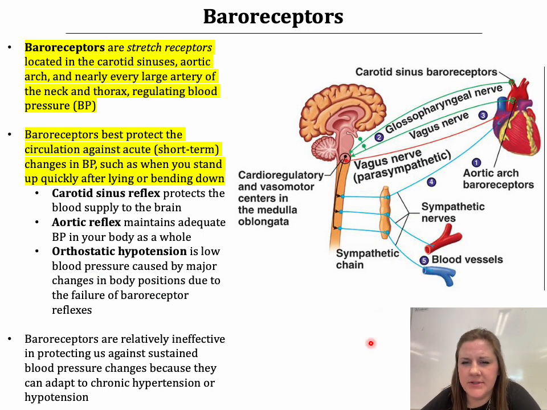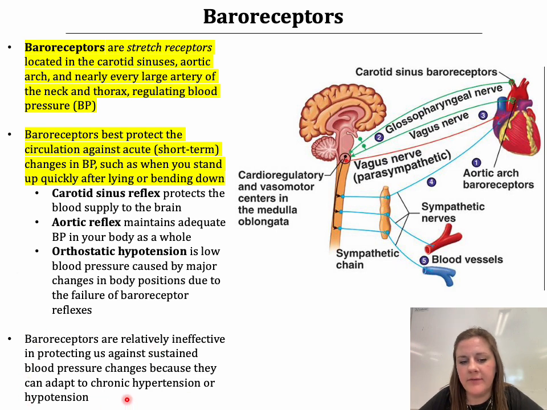If the baroreceptor is not acting appropriately, it can cause orthostatic hypotension, so low blood pressure caused by major changes in body position. That's just due to the failure of the baroreceptor reflex, and we're going to take a closer look at that on the next 2 pages. I'm sure everyone has felt that feeling. If you crouch down for a long period of time and then stand right up, you feel that weird feeling like your blood is draining right out of your body. That's just a quick, temporary orthostatic hypotension.